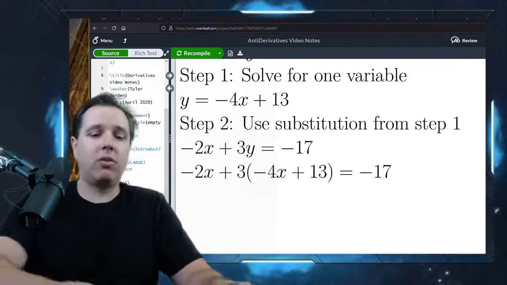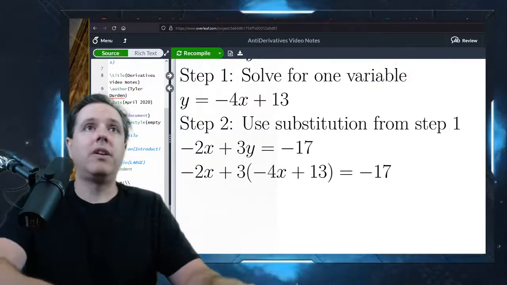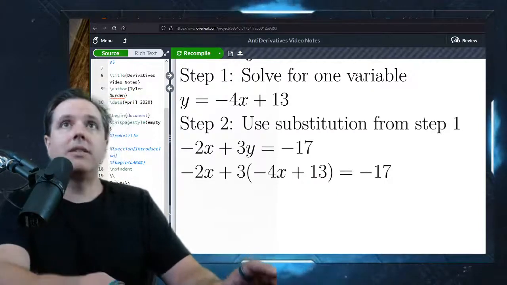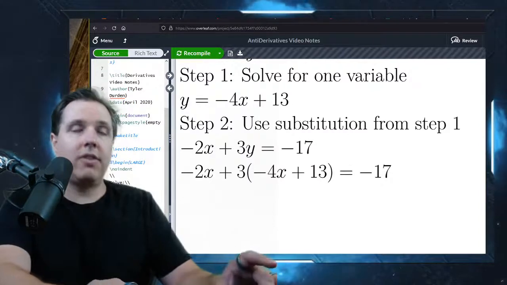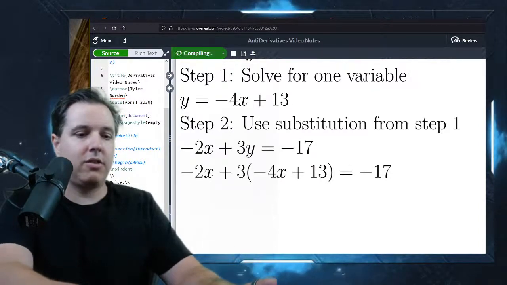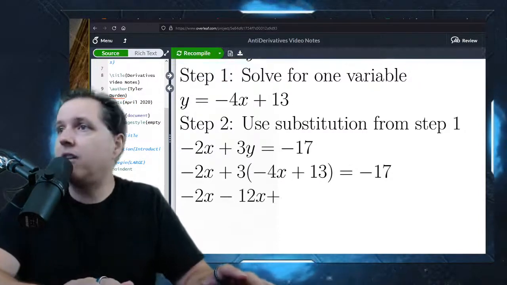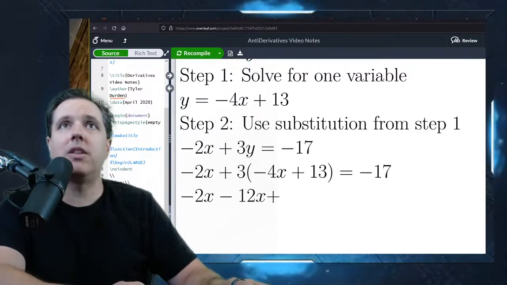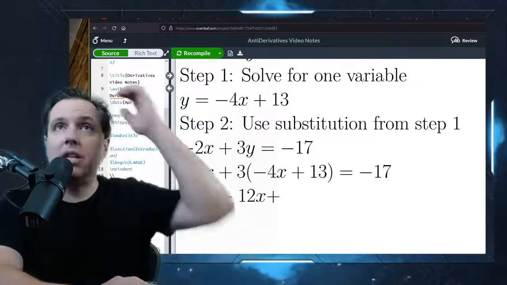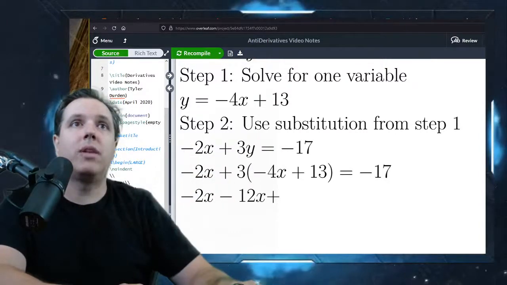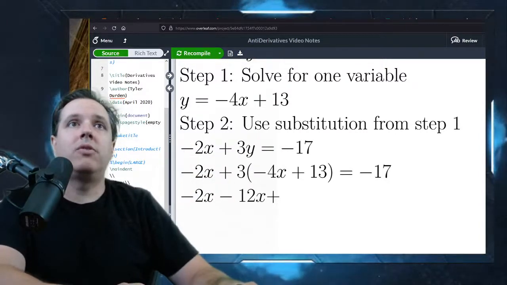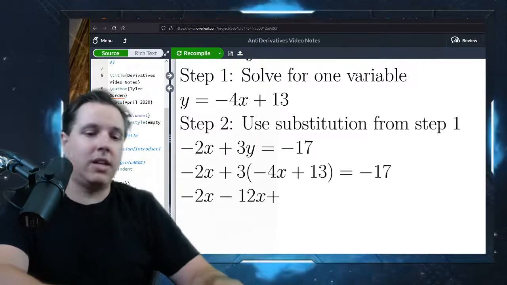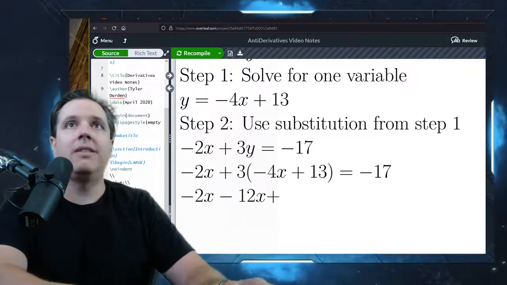Right, so that's going to become what? We're going to have negative 2x minus 12x plus 39. If you see me make a mistake, go ahead and call it out. We'll save some time that way, because sometimes I do make a mistake here and there when I'm trying to keep track of too many things while I'm teaching. So negative 2x minus 12x plus 39 equals negative 17.